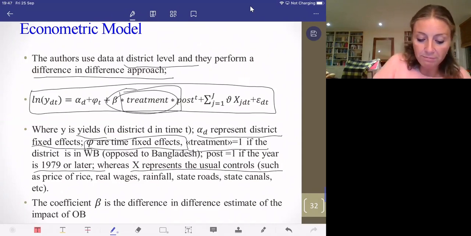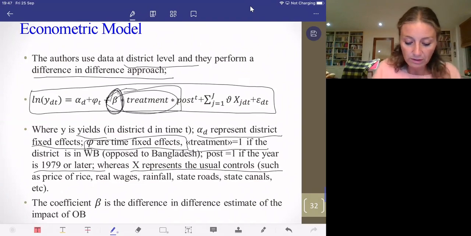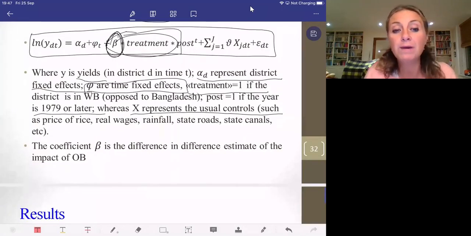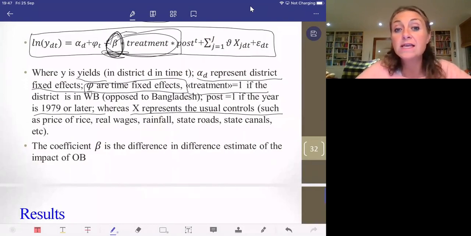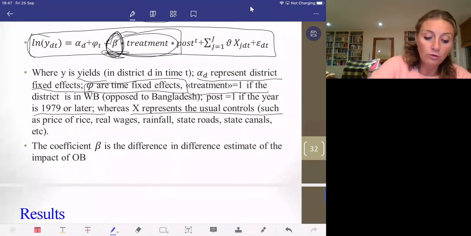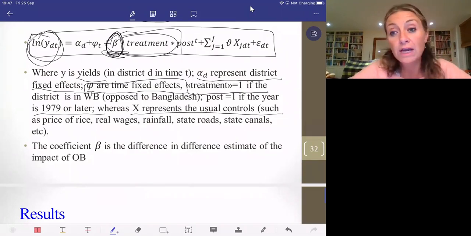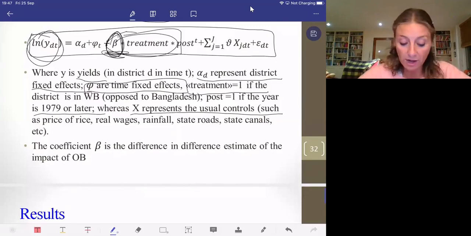The coefficient beta, which is this one here, represents the diff and diff estimate of the impact of the reform, which means that if beta is positive and significant in our data, that will mean that the reform had a positive impact on the final outcome, which is the yields of rice.